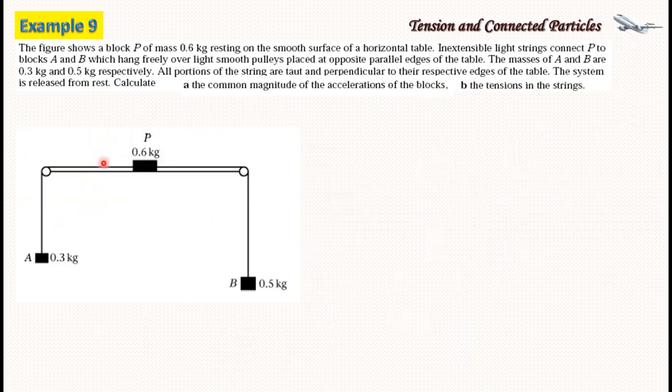So unlike all the other cases, this case is special because though we have the same string, the tension in this string A is different from the tension here. This is the trick in this question. And why does this happen? This is because we have a weight here on this table, resting on this smooth table.